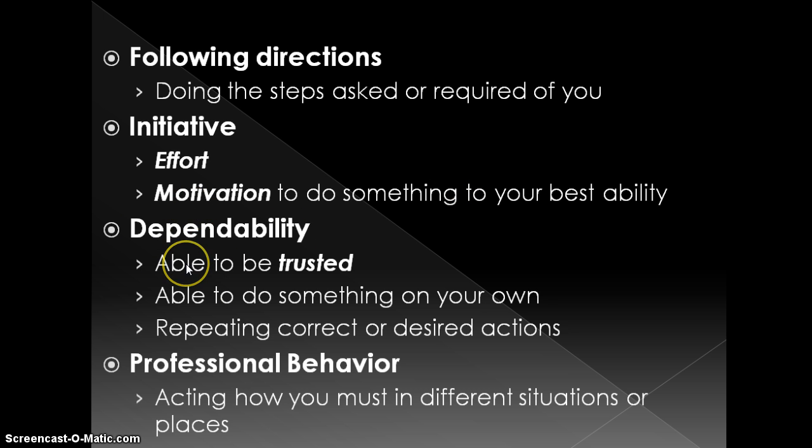Dependability is the ability to be trusted by someone. It's also being able to do something on your own. If someone is giving them a direction, does somebody have to be there at their elbow? No, a dependable person can work without somebody being their shadow. It also means that you can repeat the correct actions every time without somebody having to watch you. And lastly, professional behavior is just acting how you must in different situations and places.